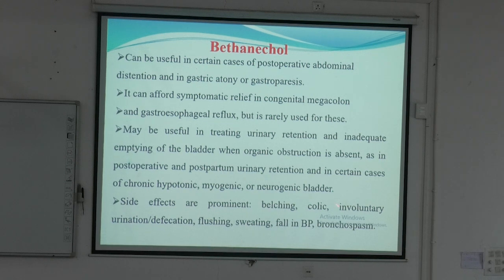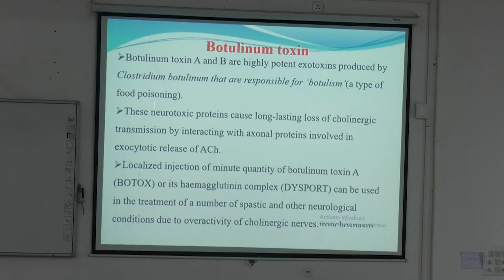Side effects are prominent like belching, colicky abdominal pain, involuntary urination, defecation, flushing, sweating, falling blood pressure, bronchospasm, all can occur due to bethanechol. Now coming to the botulinum toxin, there are two types of botulinum toxin, A and B. These are highly potent exotoxins produced by Clostridium botulinum. And this Clostridium botulinum is responsible for botulism, which is a type of food poisoning. These are neurotoxic proteins. They cause a long-lasting loss of cholinergic transmission by interacting with axonal proteins involved in exocytotic release of acetylcholine. Already we have discussed that the exocytosis of acetylcholine within the synaptic clefts is basically blocked by this botulinum toxin.